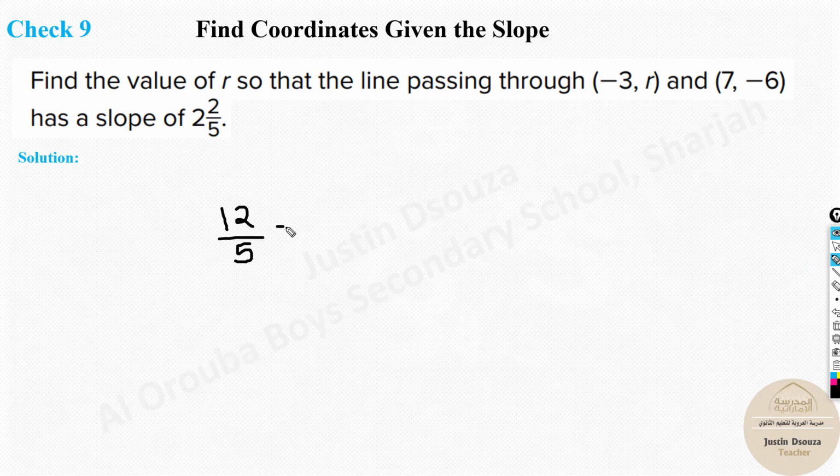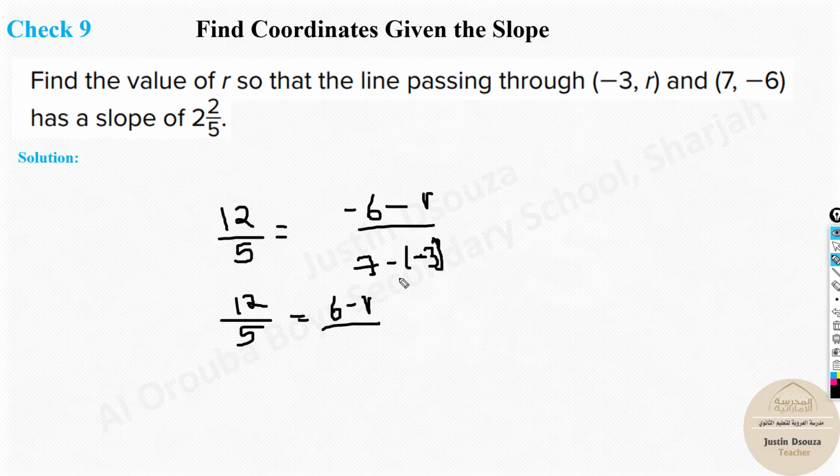Now that is equal to what? y2 minus y1. It's minus 6 minus r divided by 7 minus of minus 3. Now you can try this directly in the calculator, but let's solve it up over here. 12 by 5 equals 6 minus r divided by 7 minus of minus becomes plus. It will be 7 plus 3 equals 10.